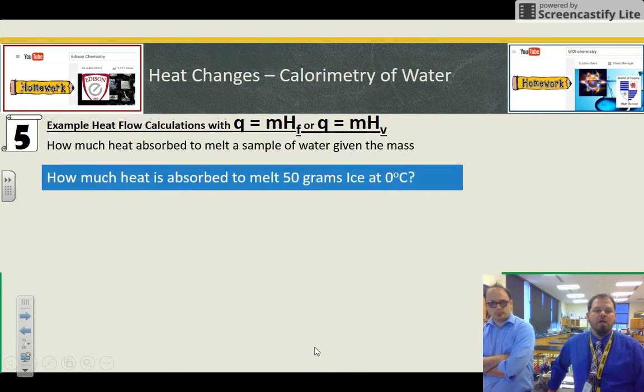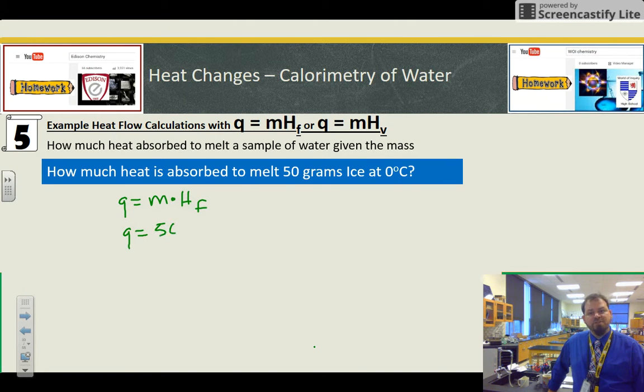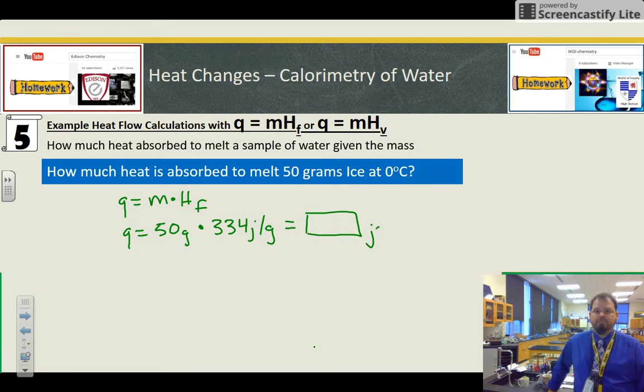How much heat is used to melt? Right off the bat, melt is H sub F. So we need to put in the right equation because that is going to be a different value. And this one's a little bit easier because it's just grams, 50, times 334, which is my H sub F. You calculate the answer. Good. Moving on.